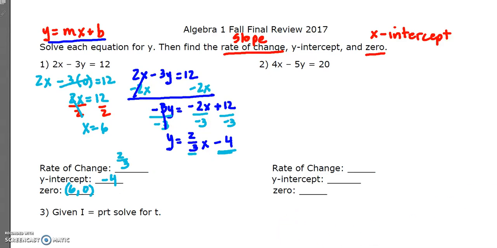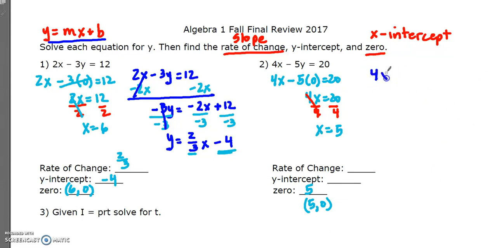Okay, let's do the next one. Same thing. It's already in standard form, so let's go ahead and find the x-intercept by replacing my y with 0. So I am left with 4x equals 20, and then I will divide by 4 on both sides. And then I have x equals 20 divided by 4 would be 5. So my 0, which is my x-intercept, is 5, or 5 comma 0 if you're going to write it as a coordinate point.